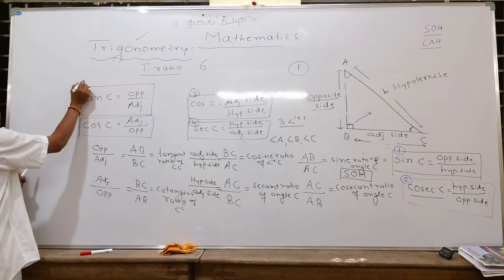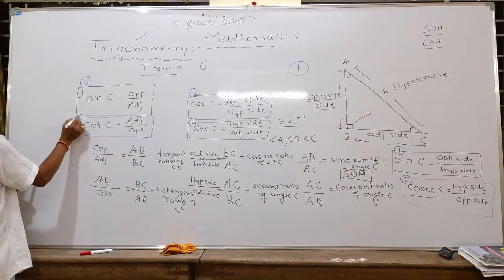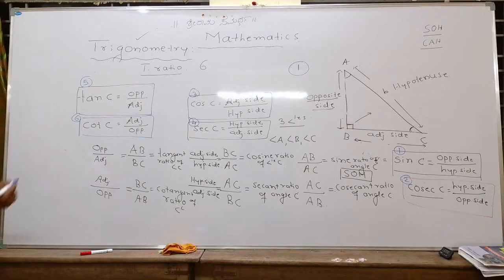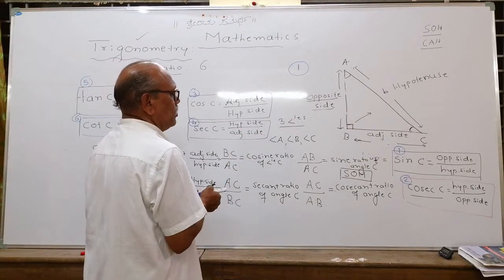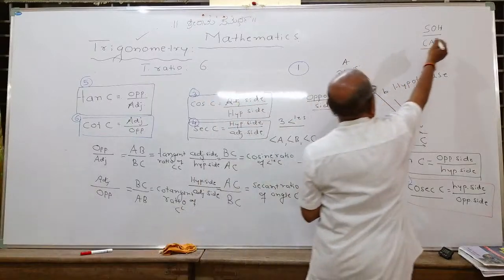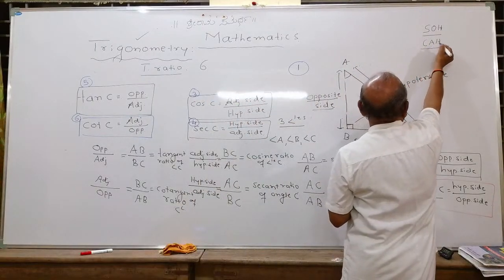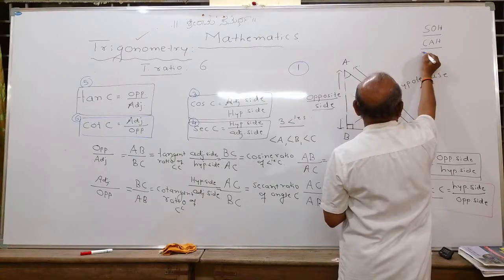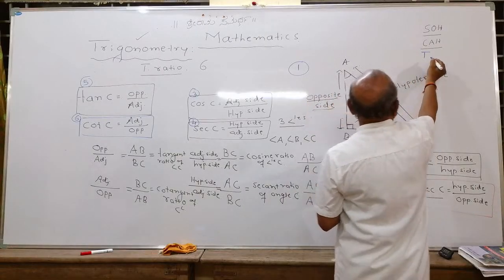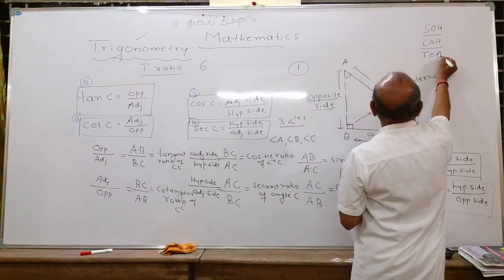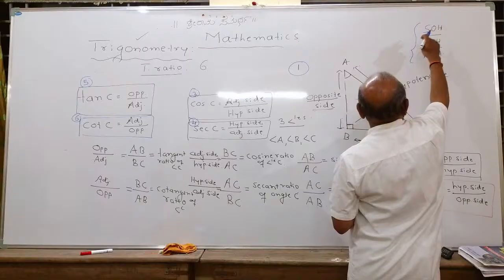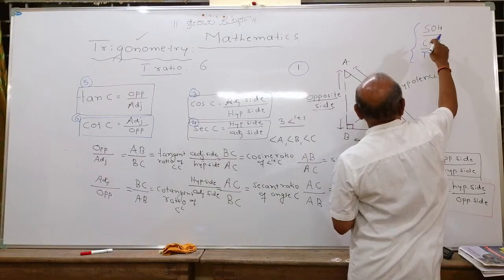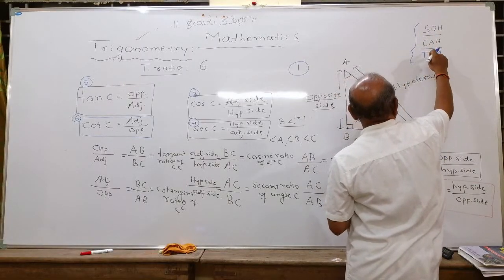Let me give the number 5 to this, 6 to this. Your first step is you have to remember these definitions of the ratios. What is the first ratio? Sin C is opposite upon hypotenuse. You can observe SOH. Cos is adjacent upon hypotenuse. What is tan? Tan is opposite upon adjacent. Remember them easily. Sin is opposite upon hypotenuse. Cos is adjacent upon hypotenuse. And tan is opposite upon adjacent.